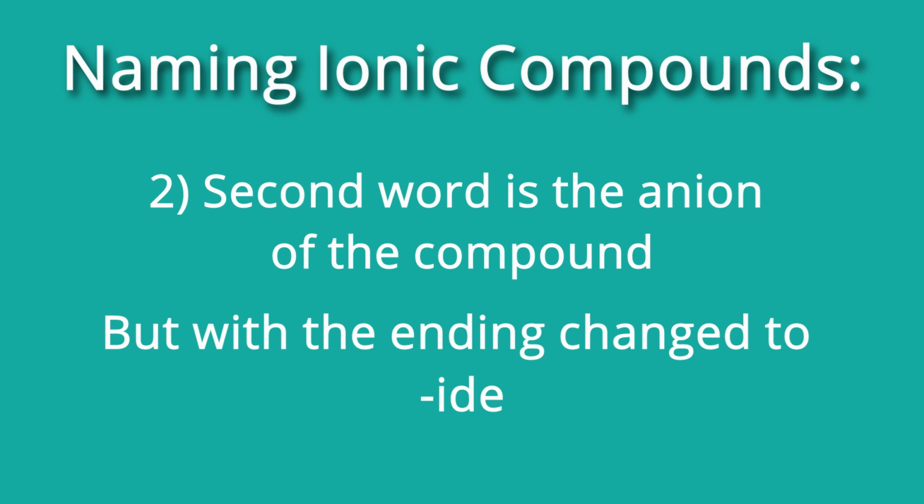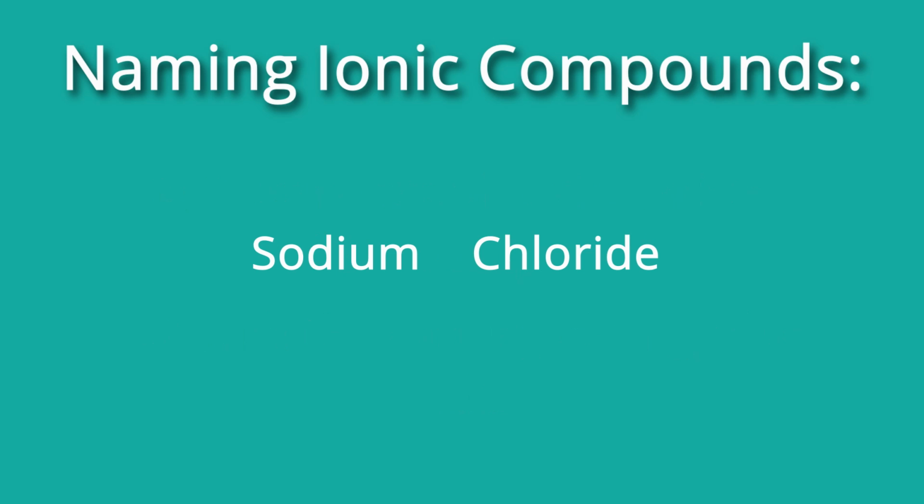A great example of this would be sodium chloride. The sodium part is the cation, the positively charged ion, and it's just the same, it's just sodium. But chlorine has been changed to chloride, and that's essentially how you name ionic compounds.